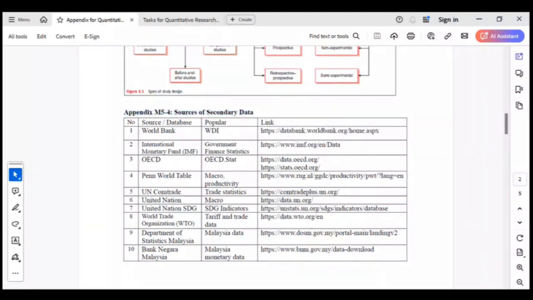Some of the sources I listed here because it's free. Of course, some data you need to pay a lot of money. I will not be encouraging that. Like the World Bank is already much more than enough for you. It has so many secondary data.